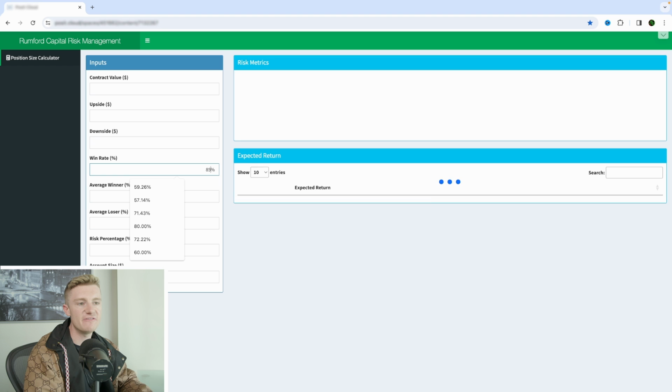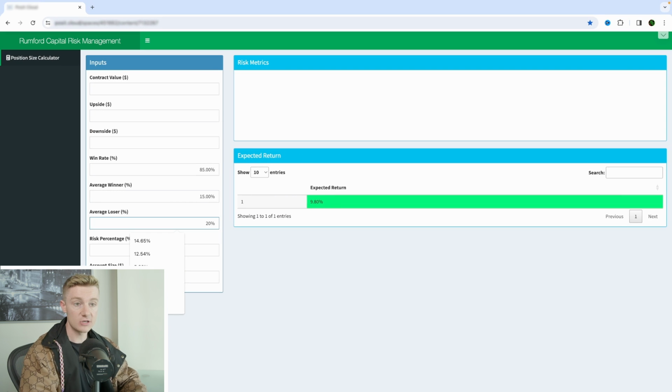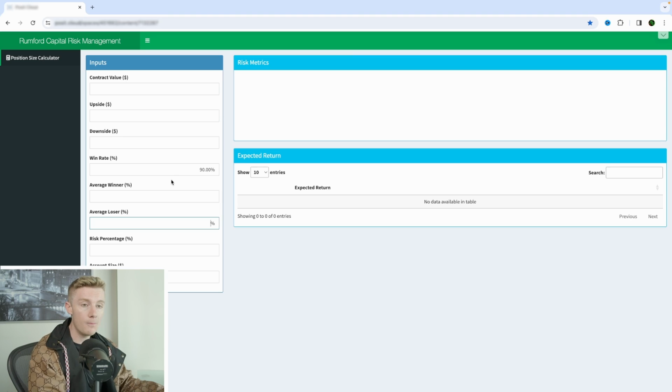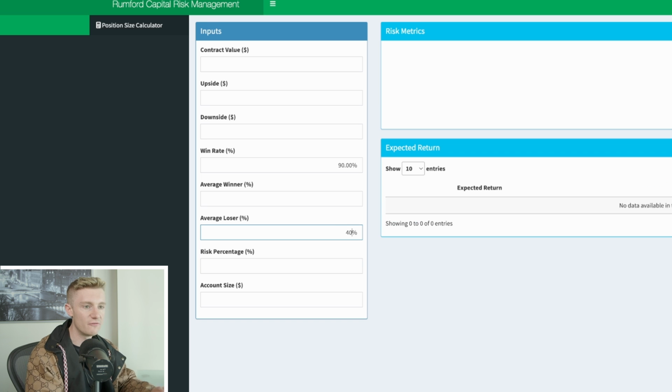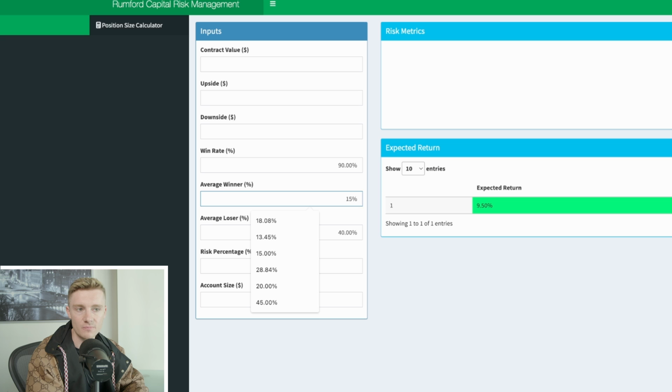They're slightly profitable. Now, let's say in theory, someone has an 85% win rate, but their average winner is 15% and their average loser is 20%. They're still going to be profitable. Or let's say their average loser is 30%. They're still profitable. And as a last example, to give you guys a perspective on expected return and how important your average winner and average loser in correlation to your win rate, and vice versa, is, let's say someone has a 90% win rate with an average loser of 40% and only an average winner of 15%. They're still wildly profitable because their win rate is so high.